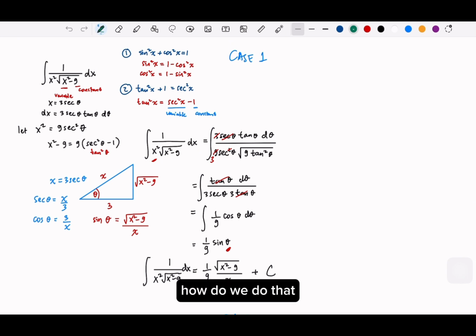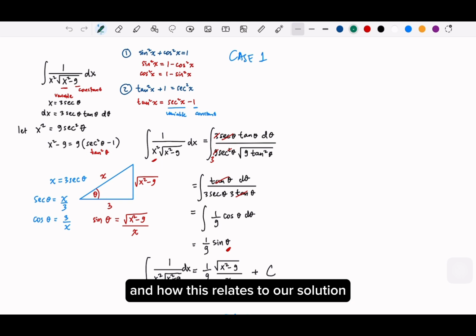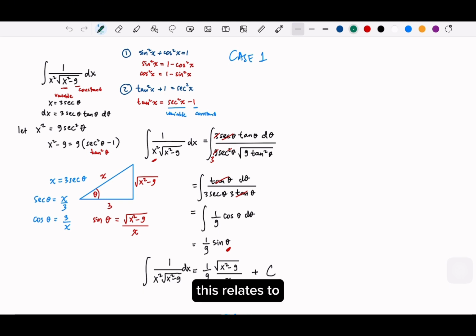How do we do that? We have x is 3 secant theta. And how does this relate to our solution?